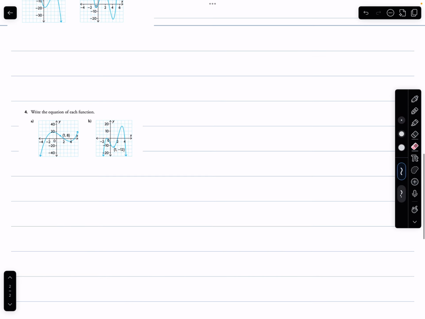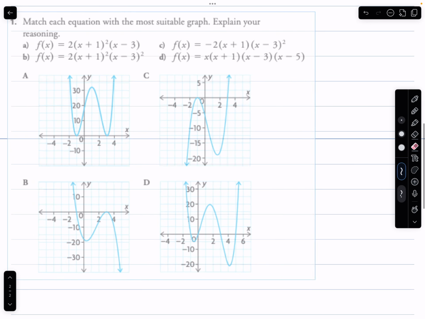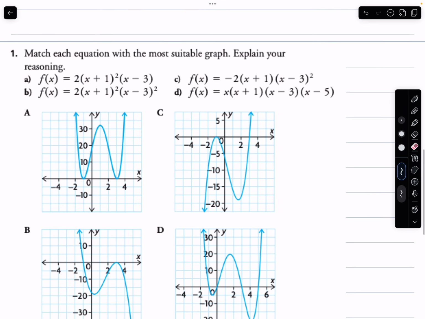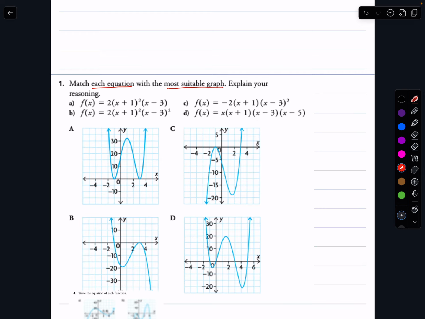So I took some of these practice problems from the actual textbook itself to help us gain a deeper understanding of how this stuff works. So let's go into it. This chapter, it says, okay, question 1. Match the equation with the most suitable graph and explain your reasoning. Okay, cool. So a couple things we want to look at.